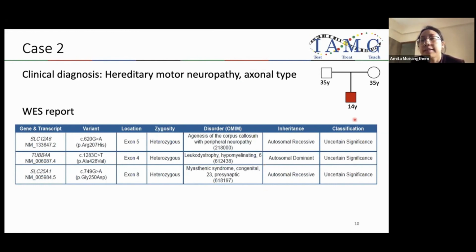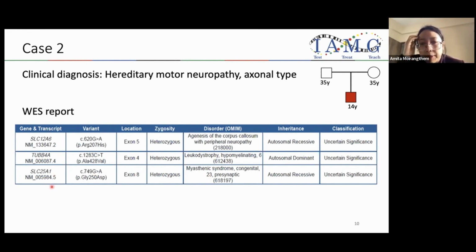In this particular case, this is a 14-year-old boy with a clinical diagnosis of hereditary motor neuropathy, and the nerve conduction studies showed it to be an axonal type. So the whole exome report of the proband was this, where the lab had reported variants in 3 different genes, all heterozygous variants. Two of the disorders associated with these genes were autosomal recessive diseases, and one was an autosomal dominant condition. The lab also mentioned that in these autosomal recessive conditions, a second relevant variant or a copy number variation was not identified. So despite being autosomal recessive disorders, the lab has reported heterozygous variants in these genes.